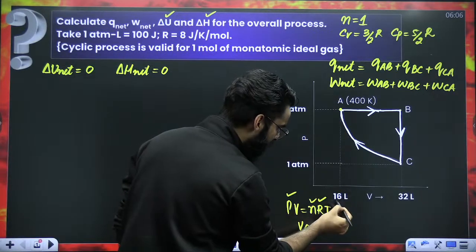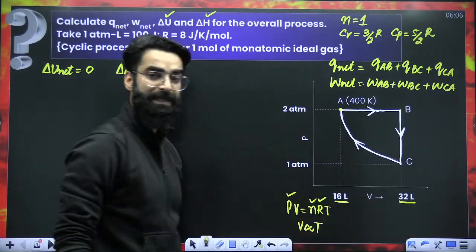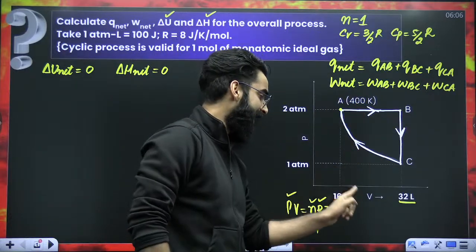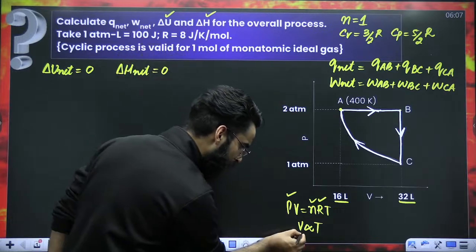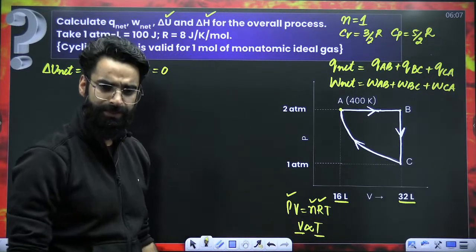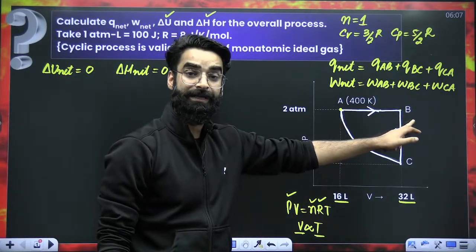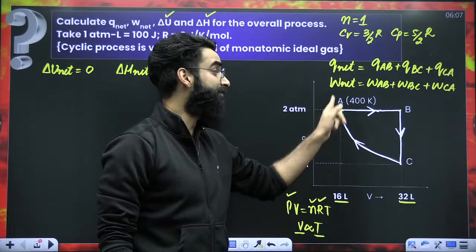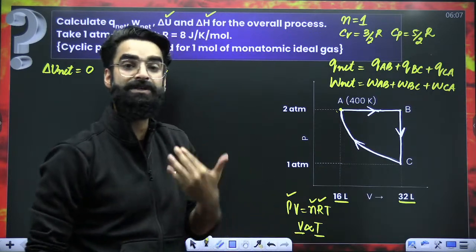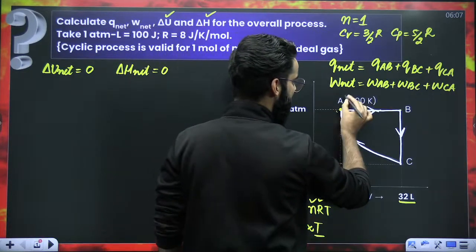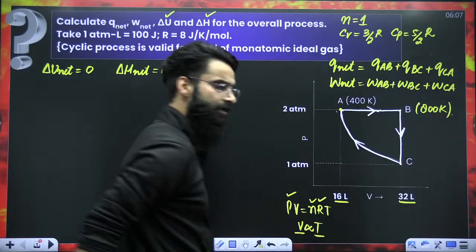Now, at point A, what is the volume? 16 liters. At point B, what is the volume? 32 liters. That means when we go from A to B, the volume of the gas is doubling. Absolutely. And if the volume doubles, the temperature of the gas doubles too. Simple and basic. On going from A to B, pressure is remaining constant, but the volume of the gas is doubling. This is the case of expansion. And if the volume doubles, the temperature automatically doubles, right? Temperature at point A was 400, so at point B, it has to be 800 Kelvin, right?